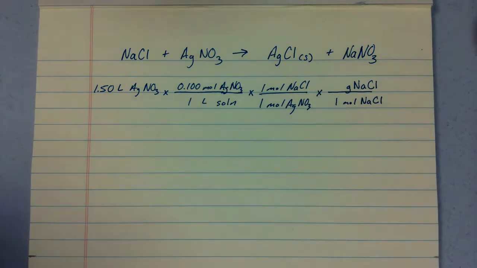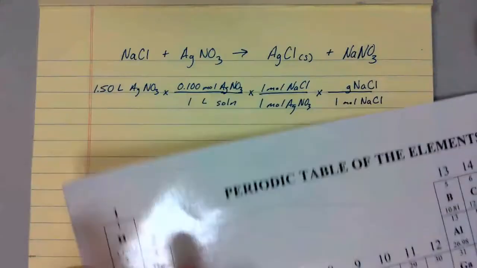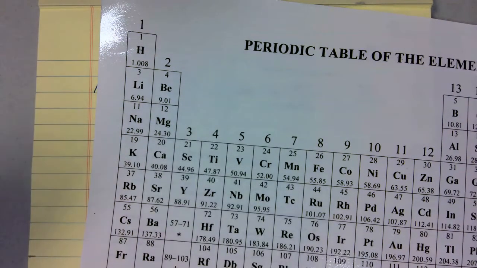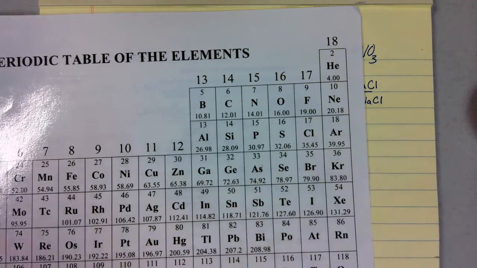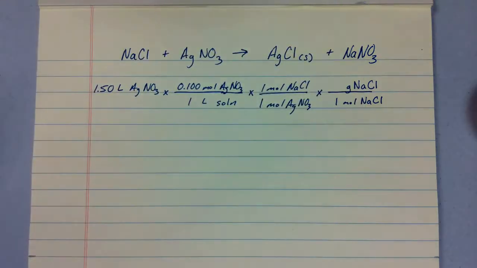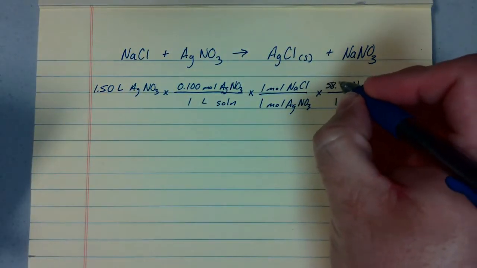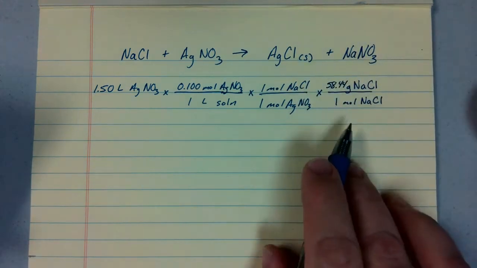So I'm going to grab my calculator and I'm going to take a peek at a periodic table. I'm sure I've got one here somewhere. Sodium 22.99, chlorine 35.45. Together, that's 58.44 grams for every mole of sodium chloride.